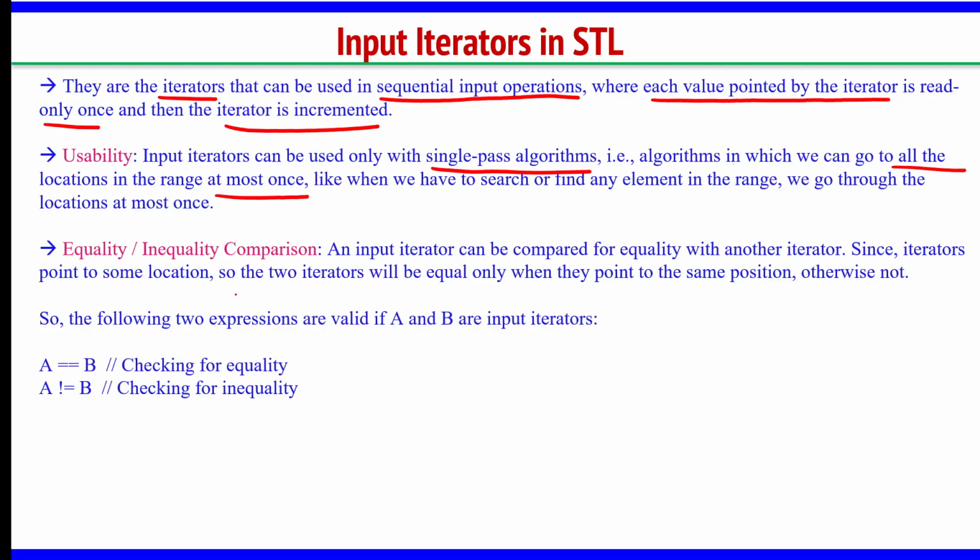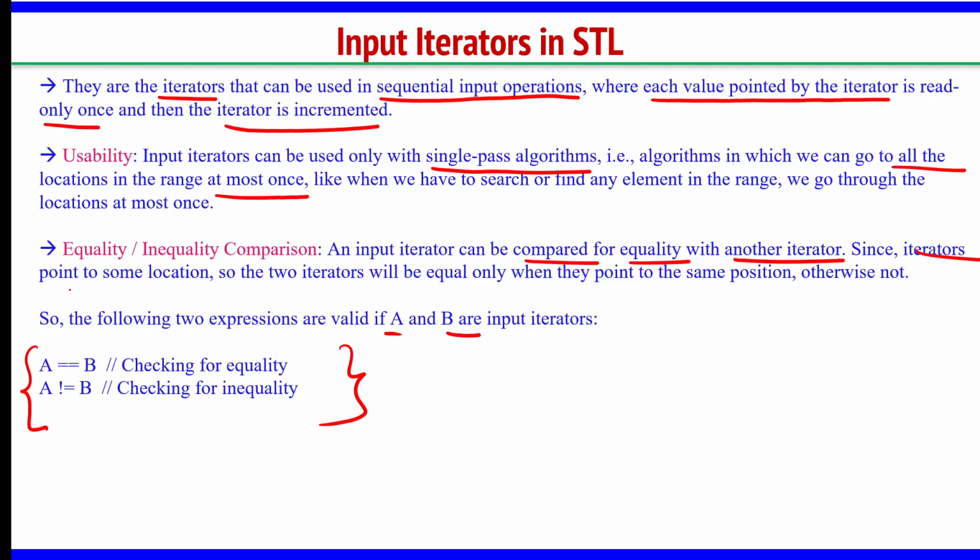Equality, inequality: yes, an input iterator can be compared. If there are two input iterators A and B, they can be compared like this, because they are pointing to memory locations. That is why these things are valid for iterators. You can check like this. An input iterator can be compared for equality with another iterator.